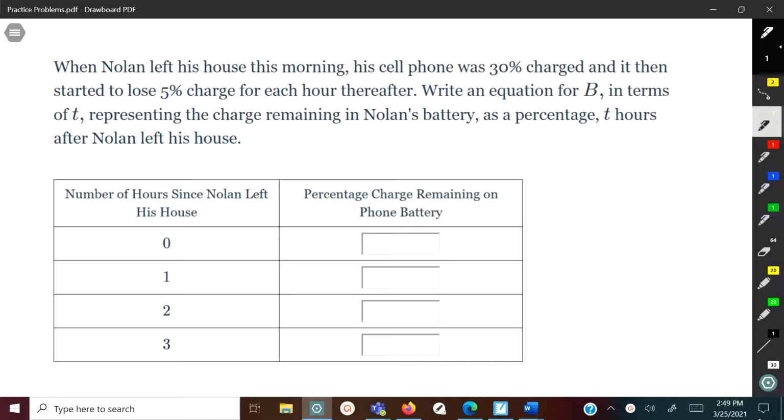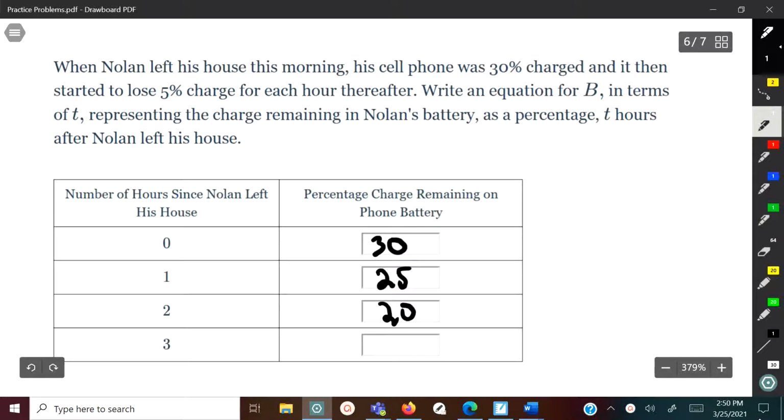Okay, so here's the deal. This is similar to the ones we just did, but we start at a certain spot, and instead of going up, we go down. So since we're going down, we're not going to add, we're going to subtract. So we're going to start off with 30% charged at 0 hours, and then 5 is going down every time. So you take away 5, get 25, take away another 5, get 20, take away another 5, get 15.